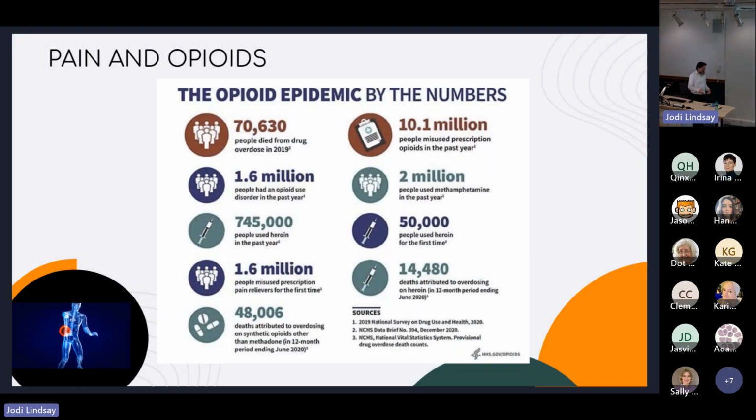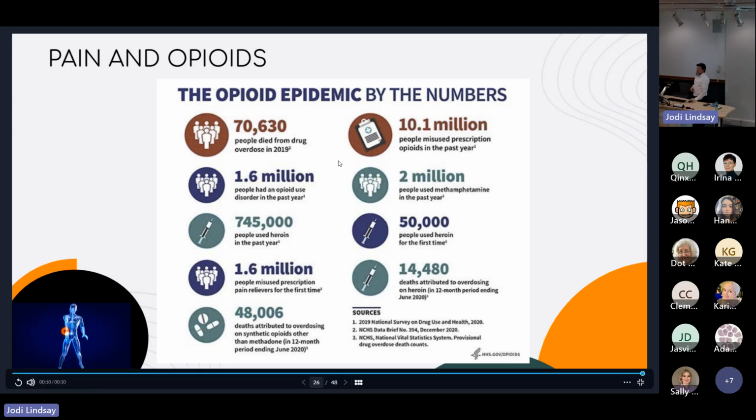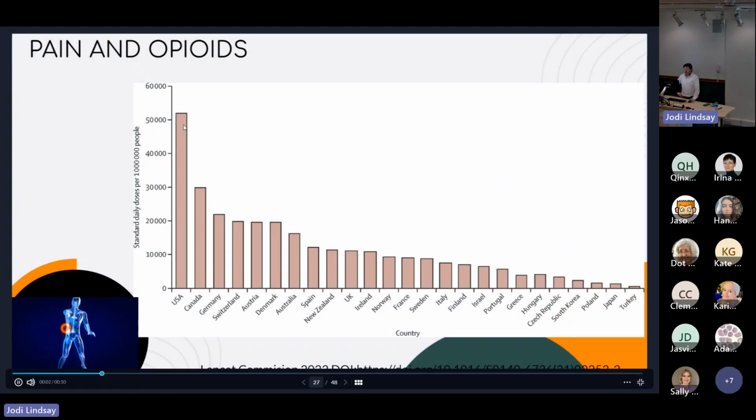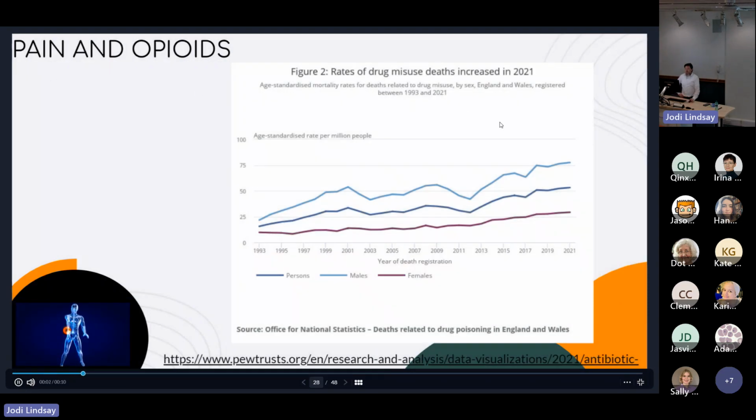And I'll just make a little jump again. It's pain. And as you may have heard, there's this opioid crisis, especially in the States. About 10 million people in 2019 misused prescription opioids. It's quite significantly high in the US. The UK is somewhere here in the middle, but there is a clear upward trend. This is the rate of drug misuse deaths in 2021 in England and Wales, and you can see the numbers are just going up.